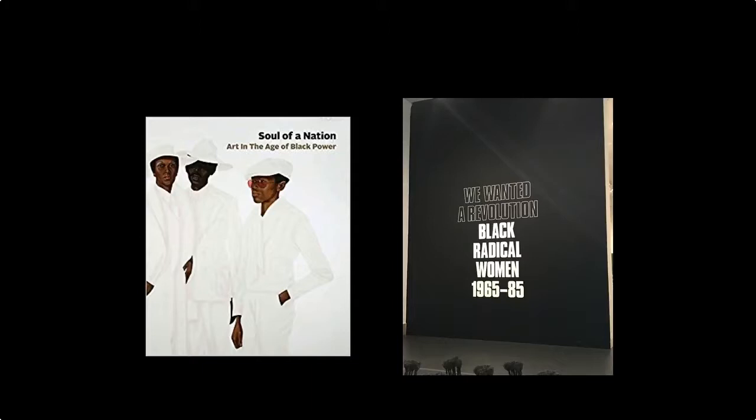On the left, you have Soul of a Nation, Art in the Age of Black Power, which is currently touring the country. And then We Wanted a Revolution, Black Radical Women, 1965 to 85, which was on view at the Brooklyn Museum of Art last year. These exhibitions are taking the work of African American artists as a starting point to rethink the art history of these periods.